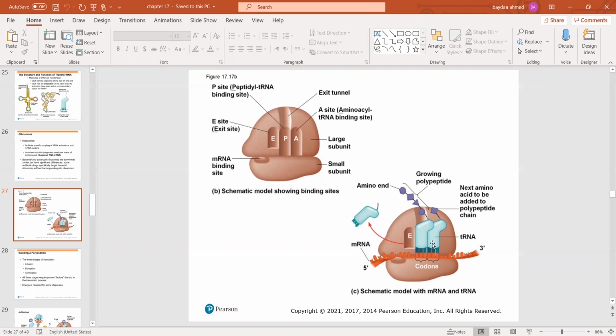In this schematic model with mRNA and tRNA, a tRNA fits into the A site when its anticodon base pairs with an mRNA codon. The P site holds the tRNA attached to the growing polypeptide. The A site holds the tRNA carrying the next amino acid to be added to the polypeptide chain. Discharged tRNA leave from the E site. The polypeptide grows at its carboxyl end.